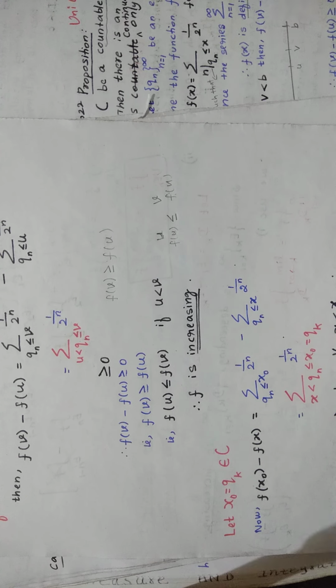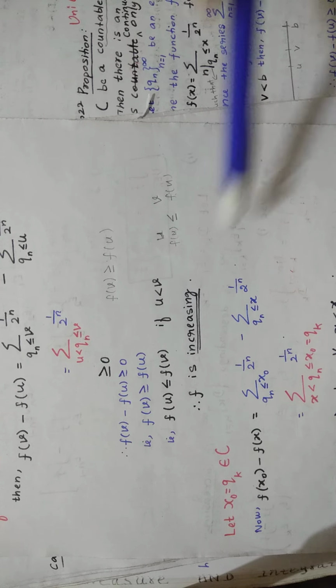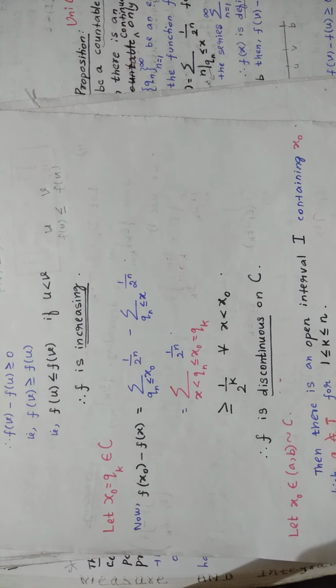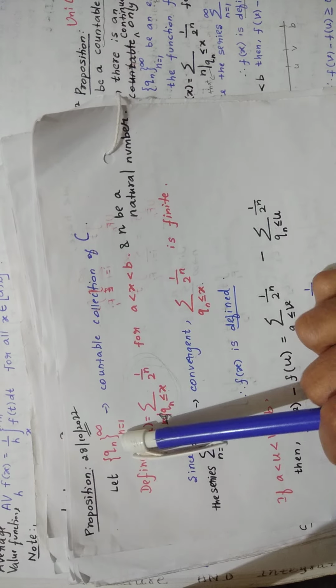Now what you have to do is take a point x naught. Oh, sorry. In our proof we have to say f is continuous. Before that you are saying f is discontinuous. Oh my god, what am I blabbering. You proved f is increasing. Now what you are going to prove is that on C, on this collection, f is discontinuous. That is what we are going to prove.